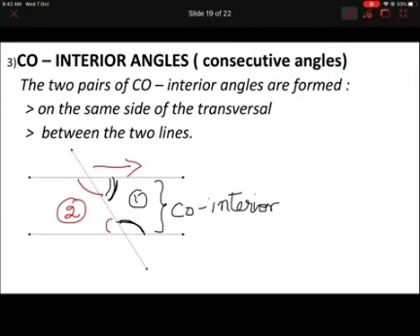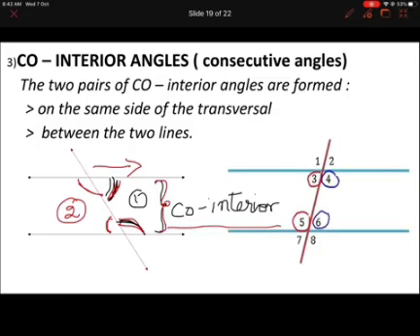This is the second pair of co-interior angles. How are they? They are on the same side of the transversal, but they are within the two lines. These pair of angles are called co-interior. So there are two pairs. One pair I have shown here. The other pair is here. Okay. That is, they are called consecutive angles or co-interior angles.